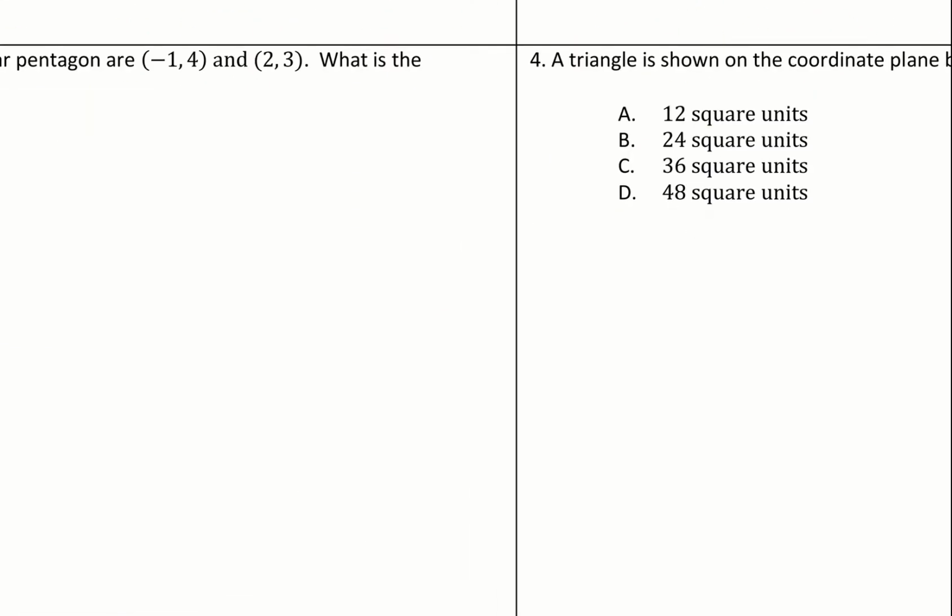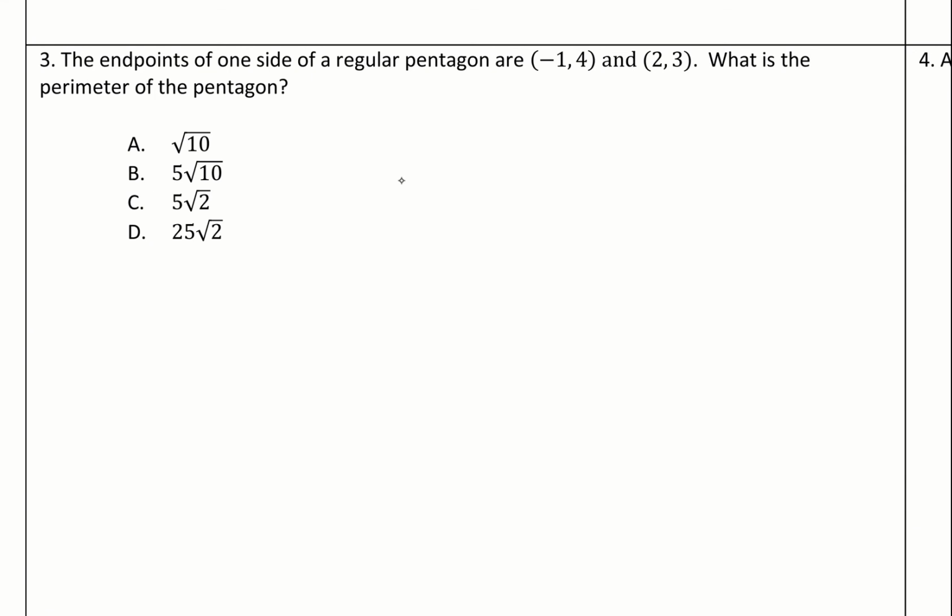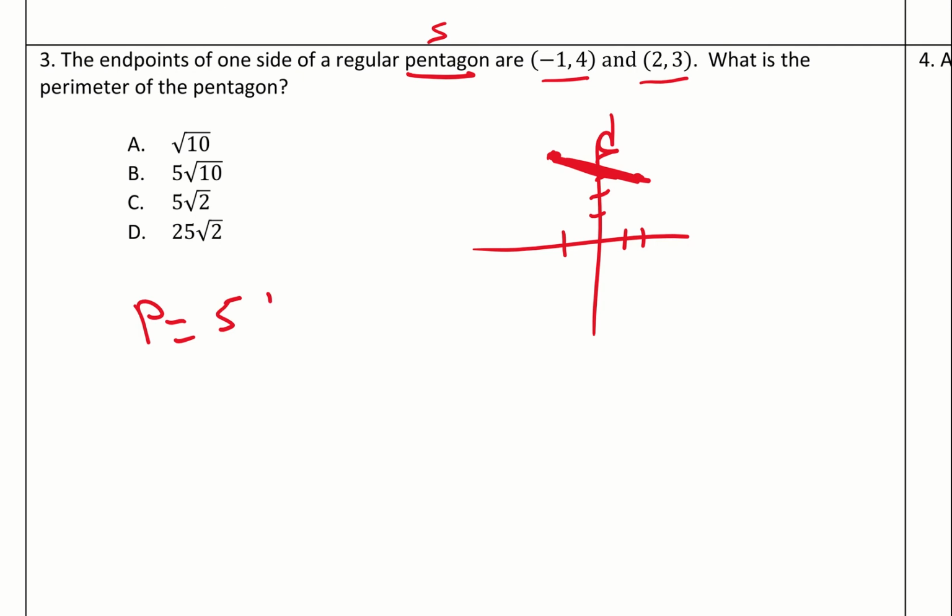All right. So number 3, the endpoints of one side of a regular pentagon are given. What is the perimeter? All right, so they gave us one side of the pentagon, which is this. So we have to find the distance of that side, and then we multiply it by 5 sides because that's a 5-sided shape, and that will give us my perimeter, right? I just had to add 5 of these. So the perimeter is 5 times that distance.